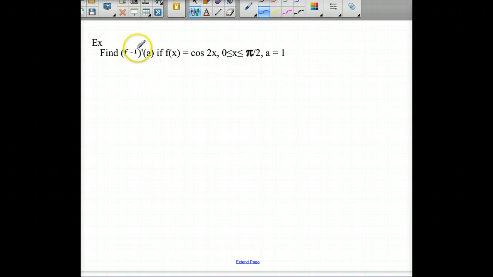Another example of finding the derivative of the inverse using the formula. We're going to do it at 1 here. Using the formula, 1 over f prime of the inverse. So let's see, what should we do first? We can find the derivative first if you want.